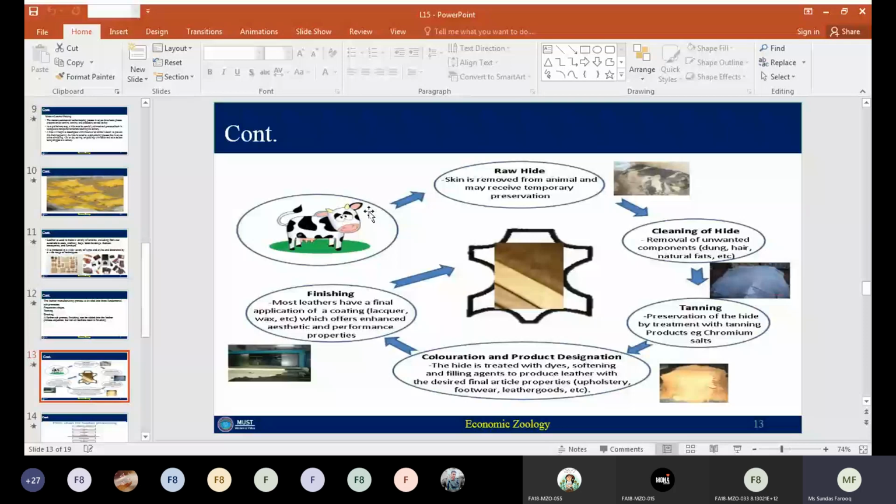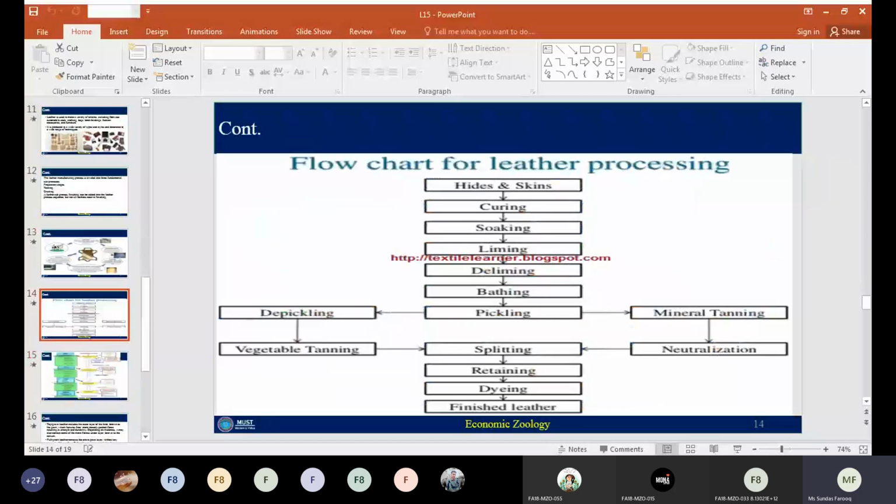If we generally discuss the flow chart for leather processing, how this leather is formed in industry, we can see initially we have hides and skins of different types of animals that undergo different types of curing and soaking processes, and then in the industry they undergo liming, and then deliming, then bating, and then pickling.